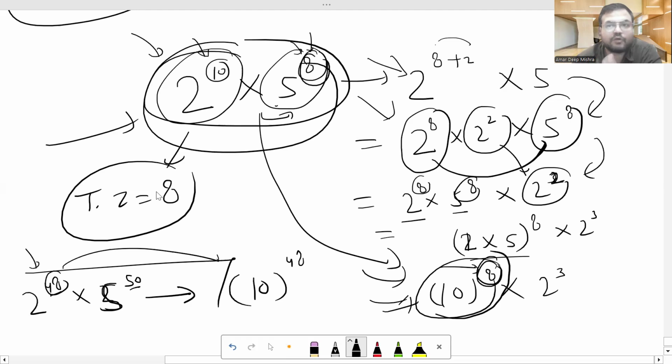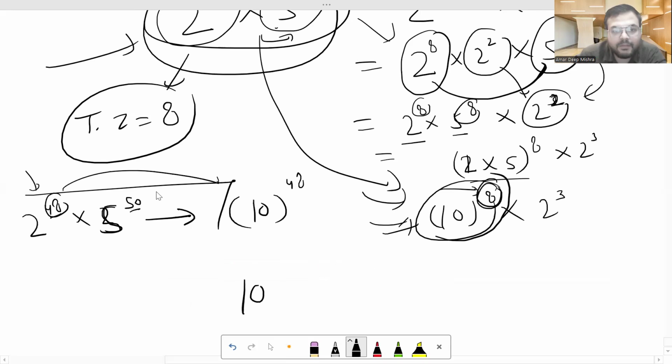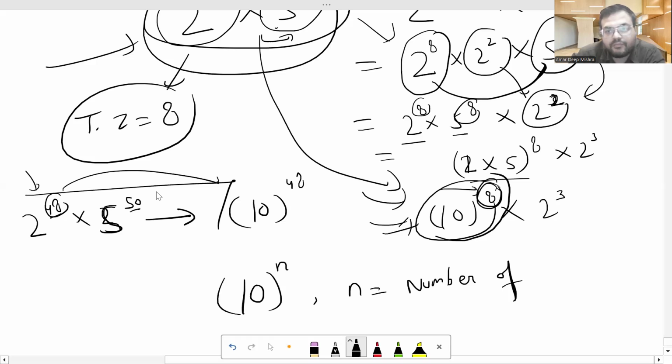So we have to count the number of 2, we have to count the number of 5, and hence we can count the power of 10. And power of 10 is what? The number of trailing zeros. This one point you have to keep in mind, that let's say power of 10 is n. So n is the number of trailing zeros. Okay, I hope this point is clear.